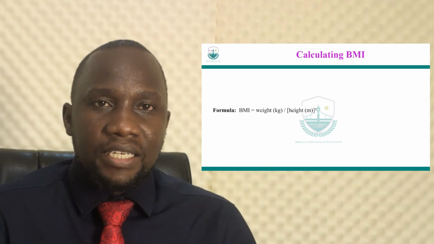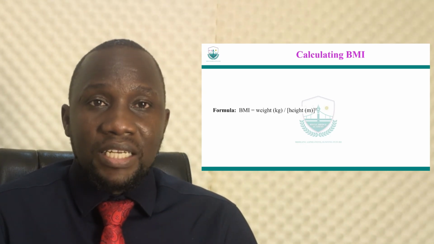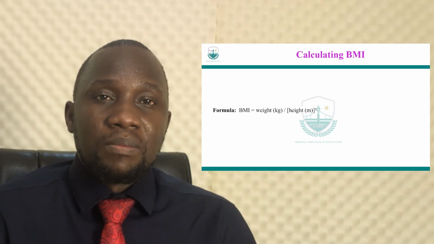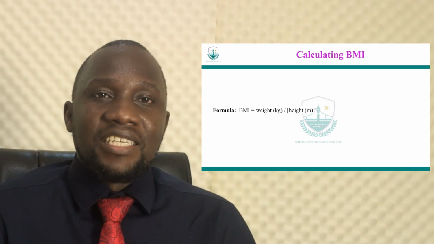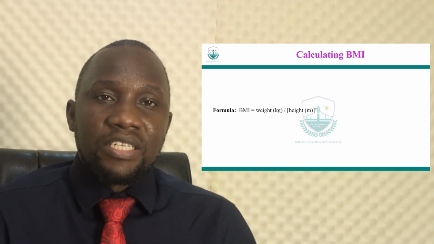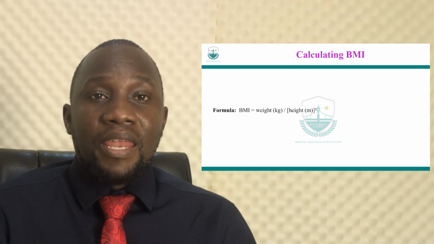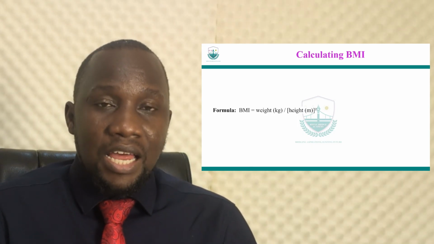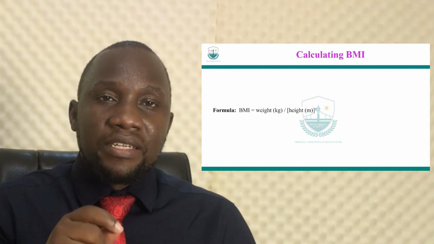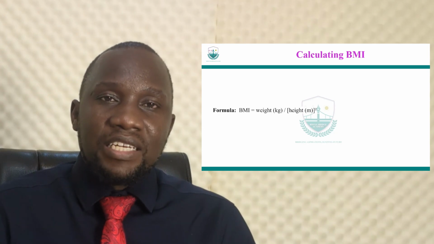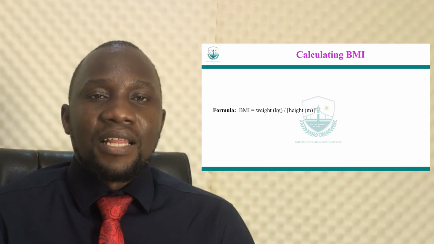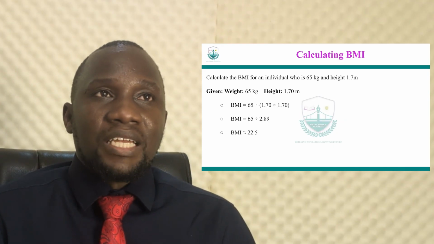So for you to determine the body mass index, you need to divide the weight, which is in kilograms, by the height squared. The height has to be squared. Okay, that's the formula for determining body mass index. So the nurse, having determined the height and also the weight, will divide the weight by the height squared. The answer that they will get will be the body mass index.